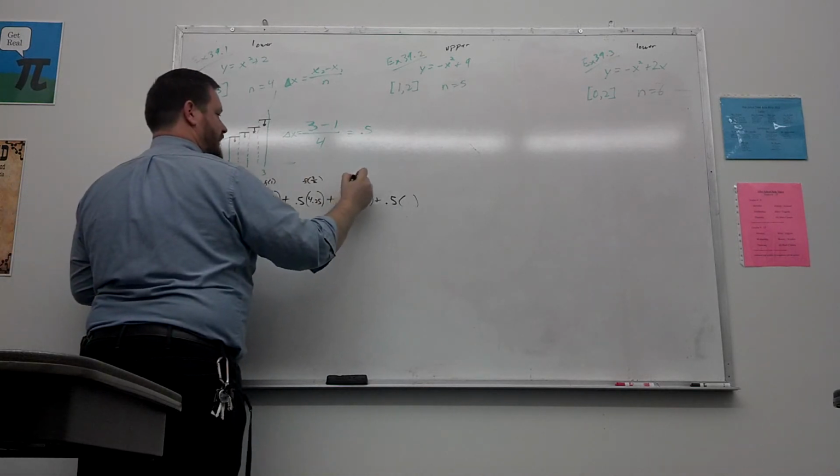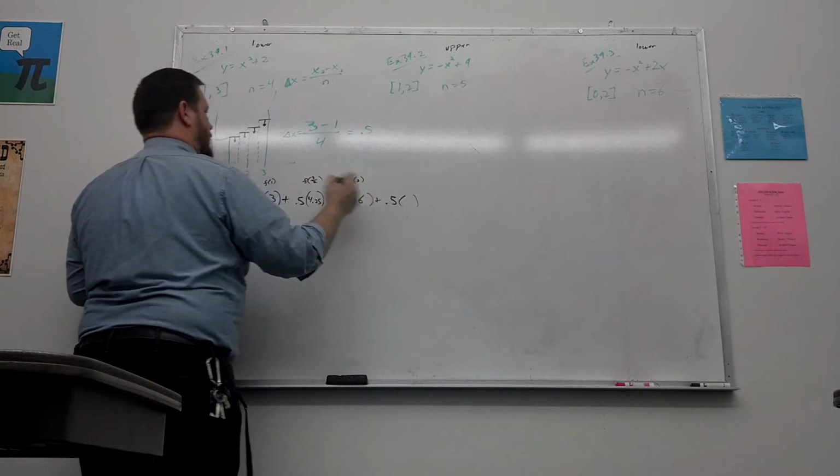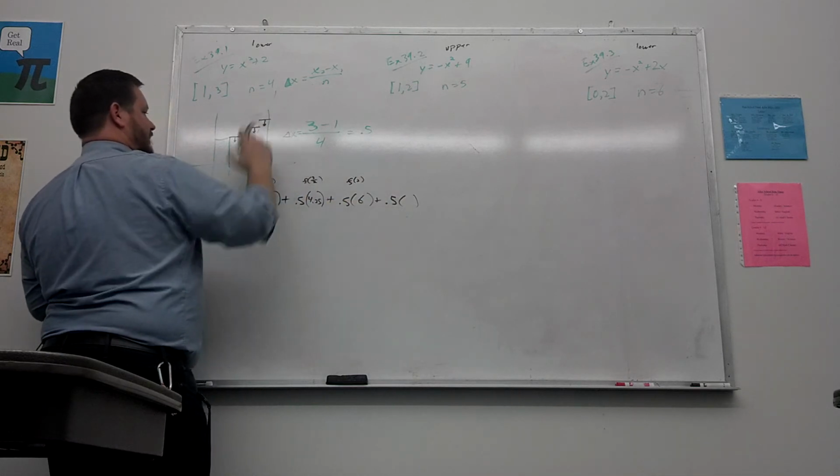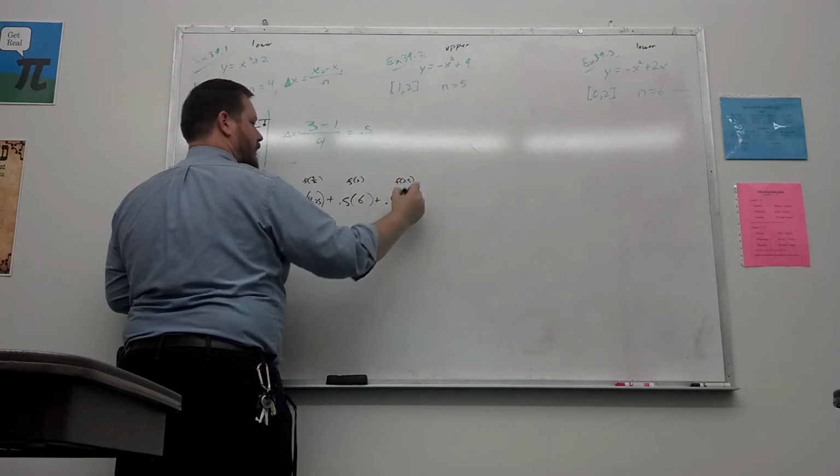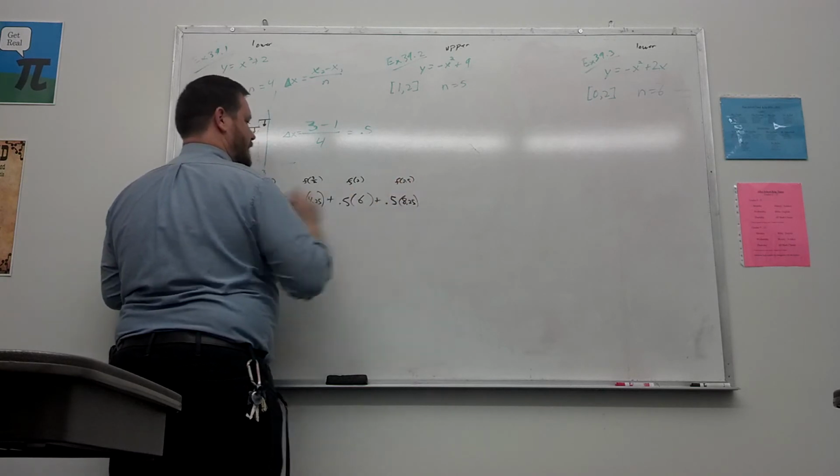Now our third rectangle, the height is at the left end of this, and that's at 2. So what's the f of 2? 6. And our fourth rectangle, the height is at the left end, so what's the f of 2.5? 8.25. Yeah.